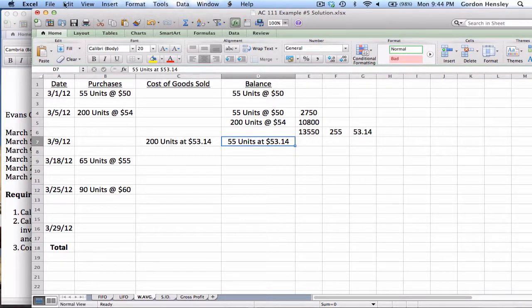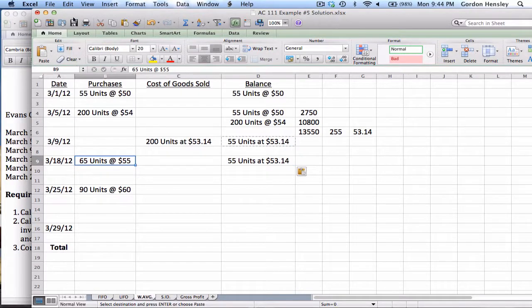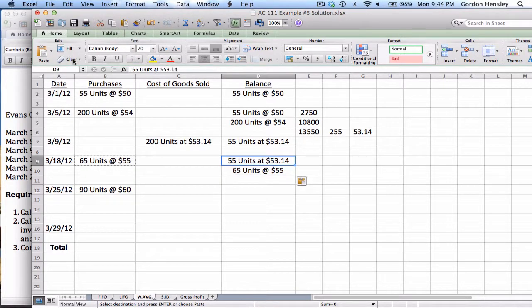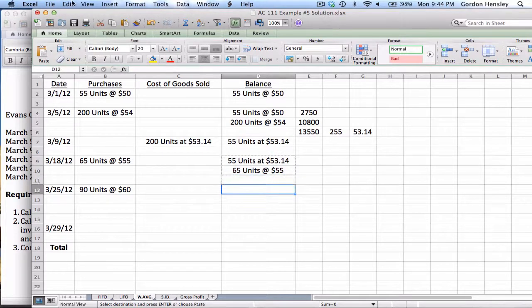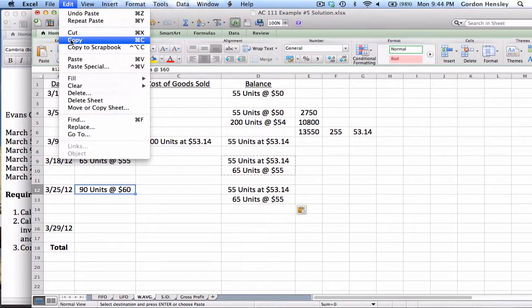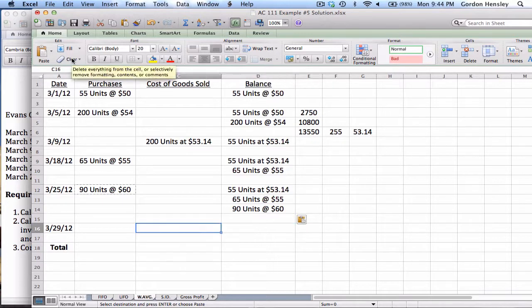Now I have additional purchases, so I'm going to copy that layer. Then I've got this additional 65 units at 55, a different price. So that creates yet another layer of inventory. Then I'll bring these down once again to the 25th. Then I had these additional units that I purchased. So again, a new layer. And I just keep building up my layers of inventory until I get down there to the 29th.